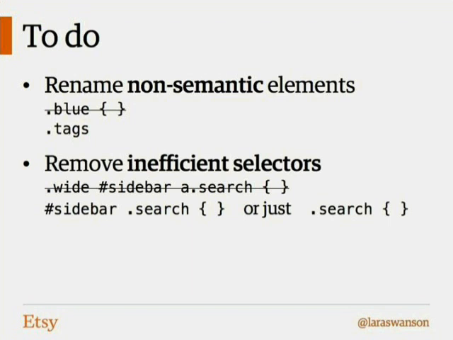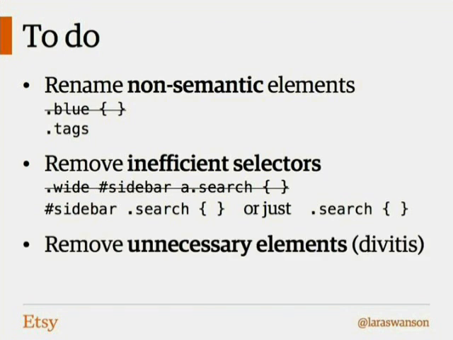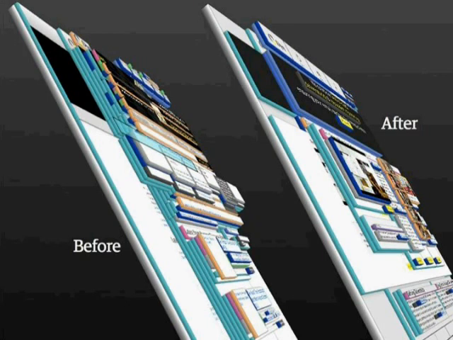Lastly, again with divitis, you should go through and remove any unnecessary elements. This is a before and after of a site cleanup using Firefox's 3D view of a page. It shows the elements used to make up your HTML hierarchy and nesting depth. The after on the right has fewer layers since we were careful about removing extraneous markup and using semantic markup.